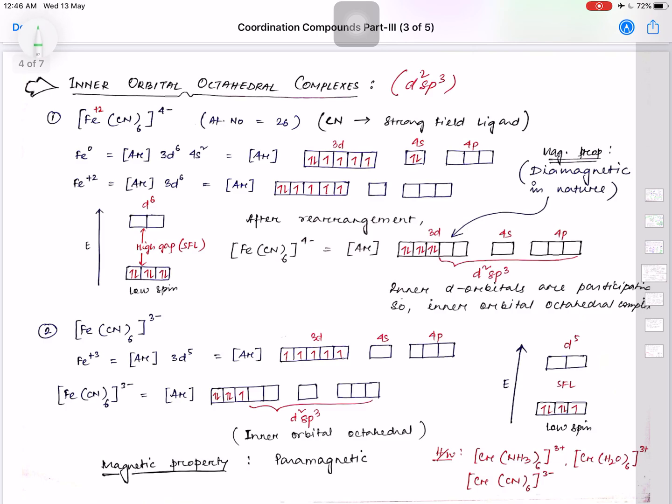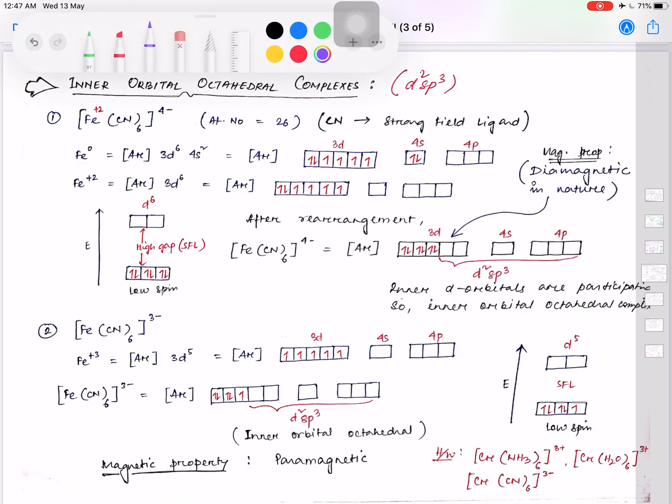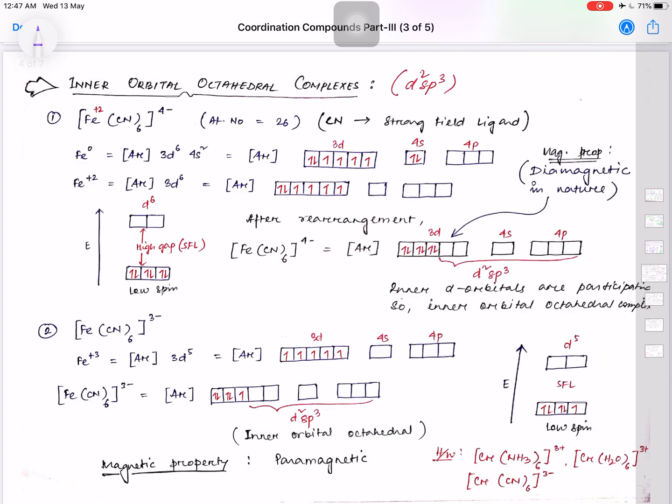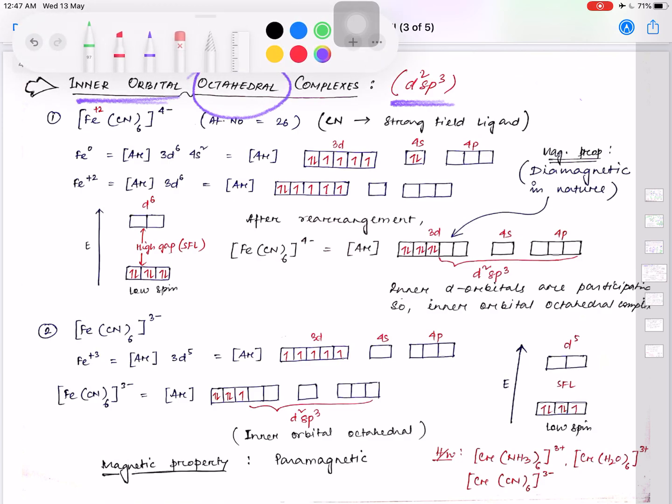So next let us move to some examples. Yeah, so now see, on the basis of this ligand field theory and crystal field theory, the splitting of the orbitals and all, using all these concepts we will be discussing different types of complexes, okay. So first we will be discussing octahedral complexes. These octahedral complexes are of 2 types, okay. First one is your inner orbital octahedral complex, where the hybridization is d2sp3, okay. And another one is your outer orbital octahedral complex, where the hybridization will be sp3d2, okay. So let us first discuss this one, inner orbital octahedral complexes for d2sp3 hybridization.